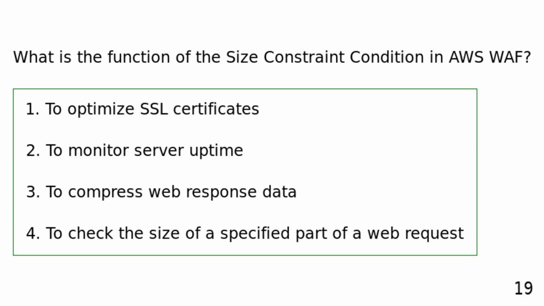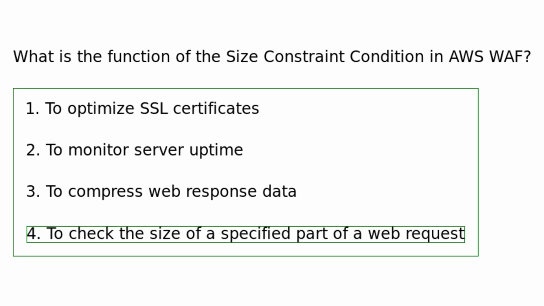What is the function of the size constraint condition in AWS WAF? To optimize SSL certificates. To monitor server uptime. To compress web response data. To check the size of a specified part of a web request. The size constraint condition in AWS WAF allows users to check the size of a specified part of a web request, enabling them to control the size of incoming requests and block excessively large requests.